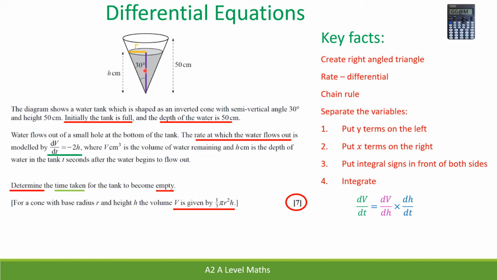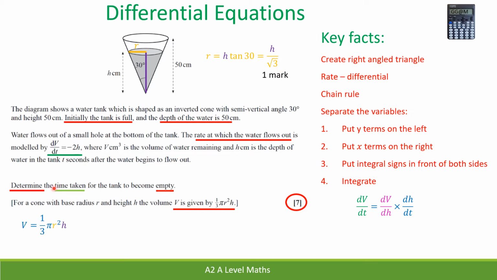So tan of 30 is equal to the opposite divided by the adjacent. So my r is going to be h times tan 30, where tan 30 is equal to 1 over √3, and this will give you 1 mark in the exam.